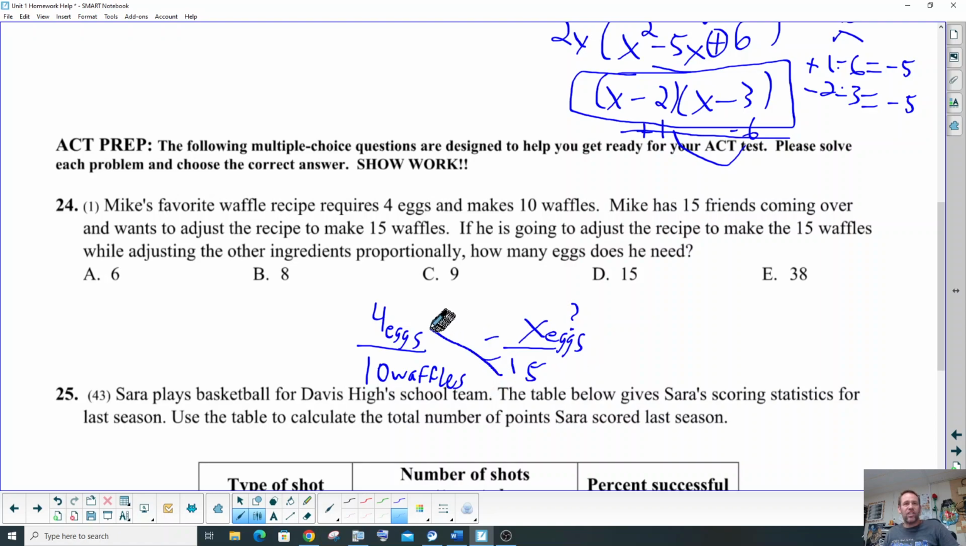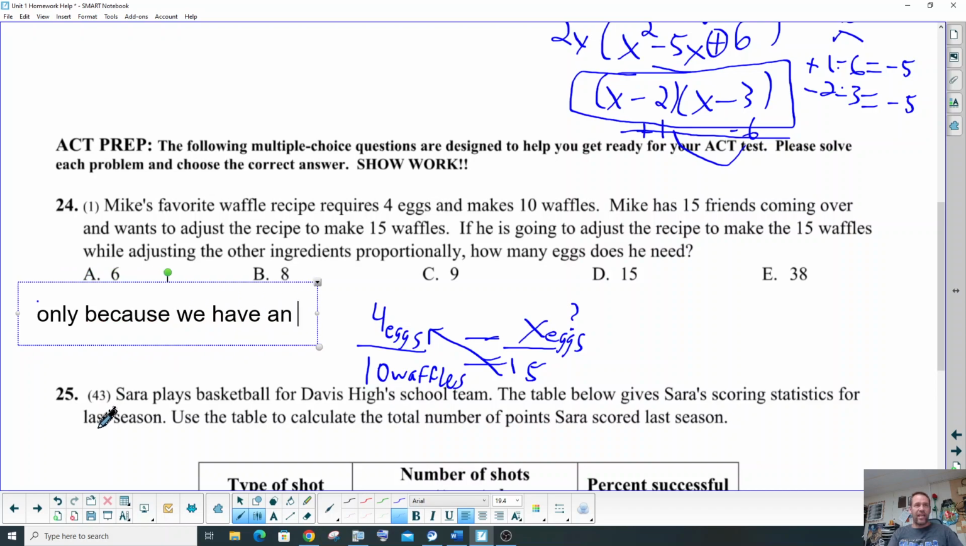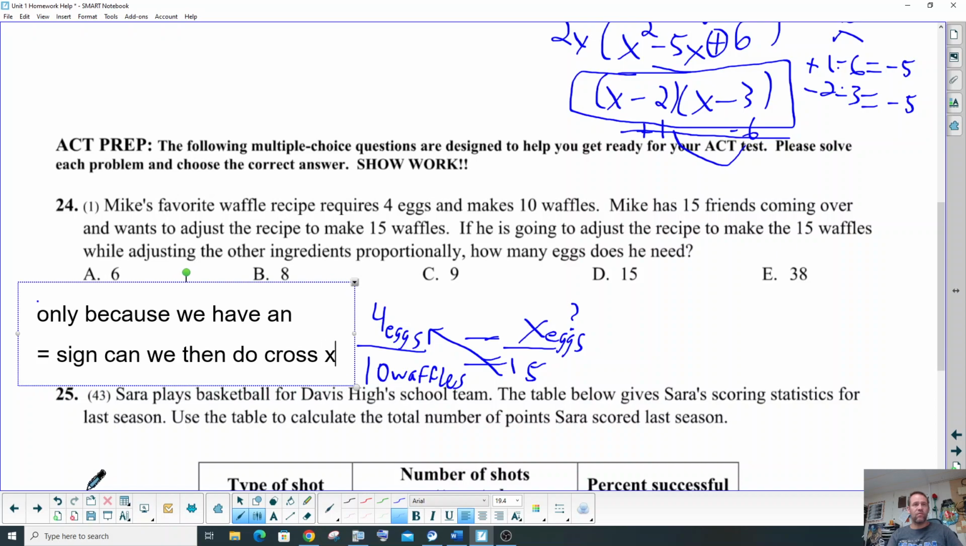So 15 is going to go over here, only because we have an equal sign. So we're going to go ahead and say the word... Can we then do cross multiplying? Okay, here we go.